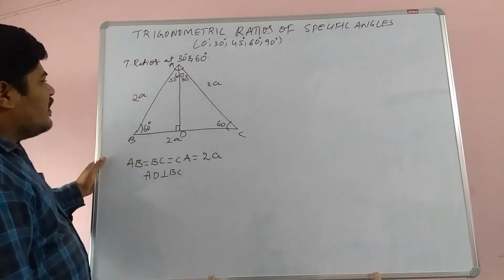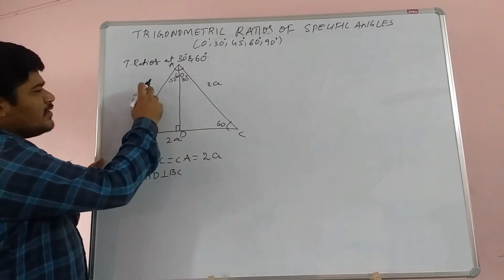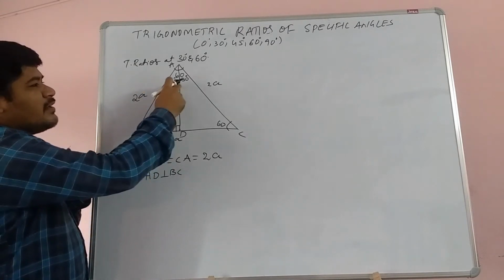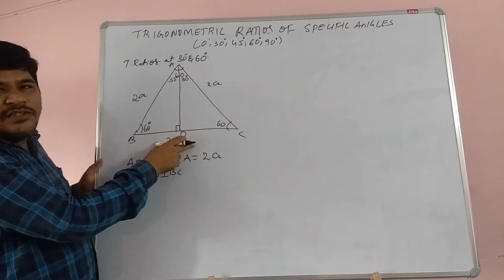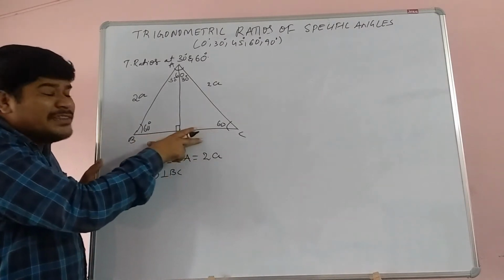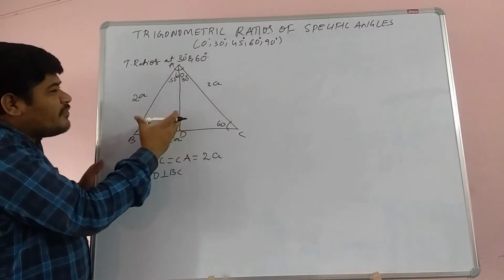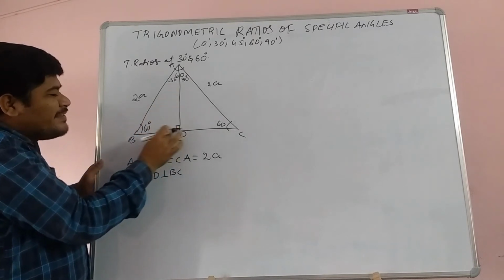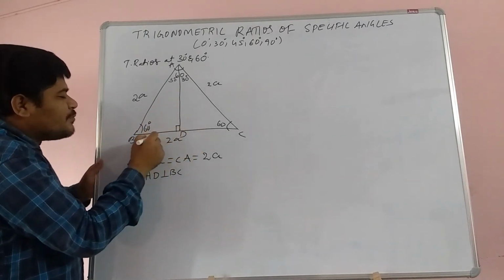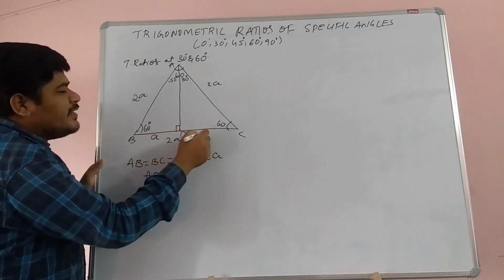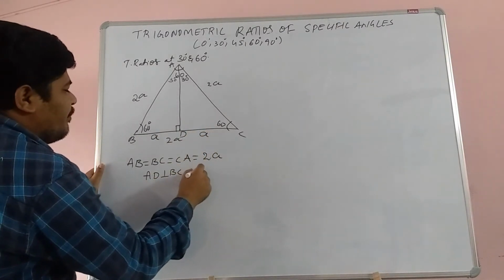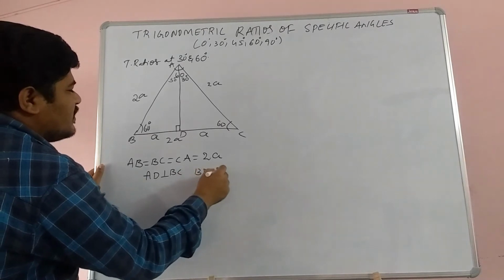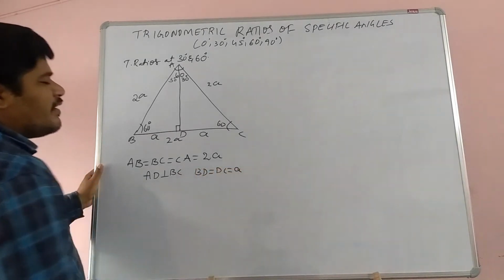Right. Fine. Now this side is 2A, and what will this median do? This median will bisect the opposite side. So this total length is 2A units. After this median bisects it, what will happen? This part will be A units and the CD part will be A units. So here you can write BD is equal to DC is equal to A.